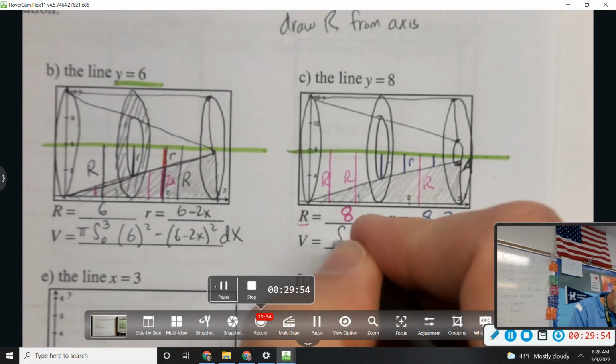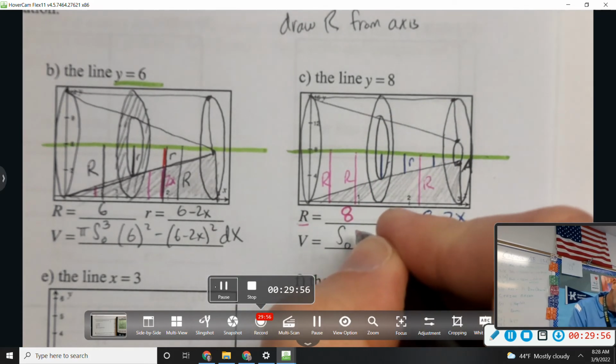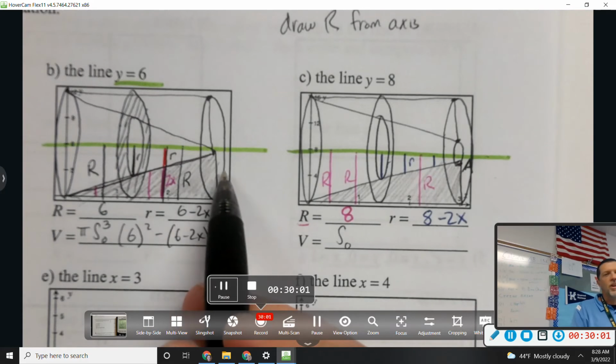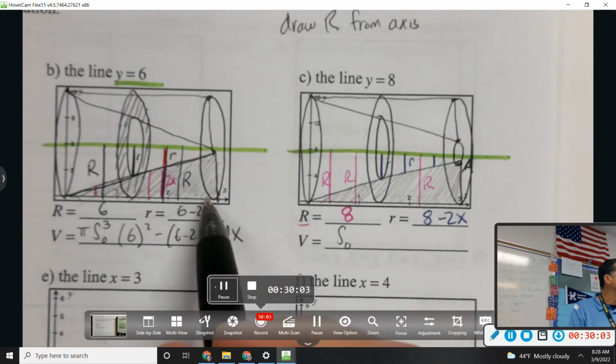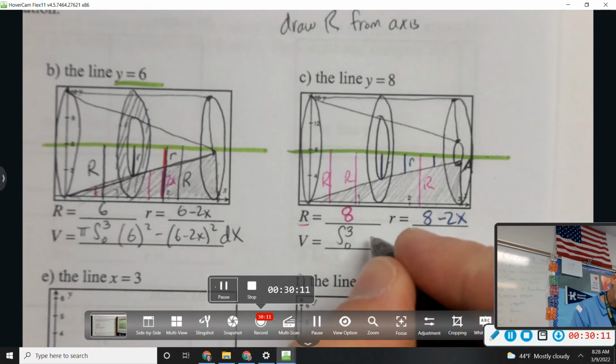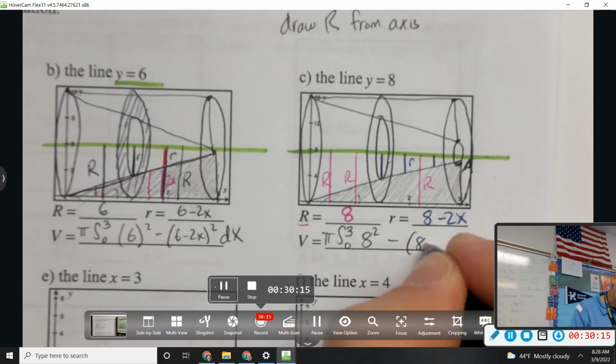So adding up all the washers. You're right, it's washers all the way down. Although the last one was washers all the way down. Oh, I guess the very last one you could say is a disk. Well, not last one. Here it's definitely washers all the way down. From 0 to 3. Big R squared minus little r squared.